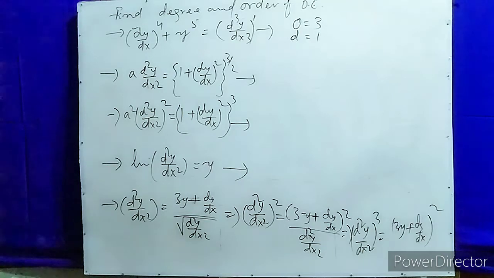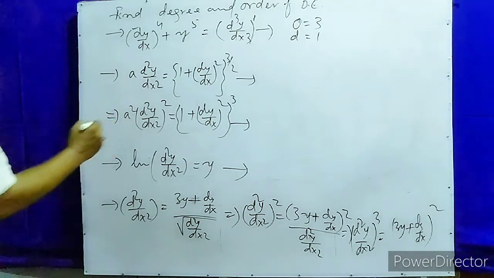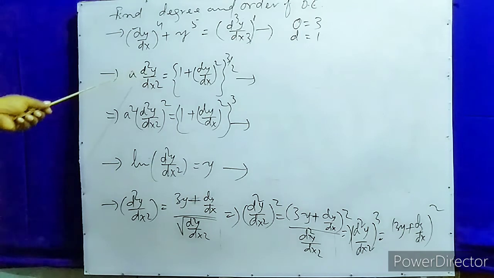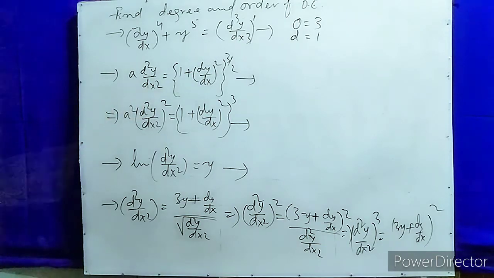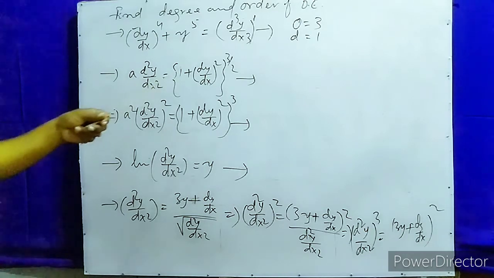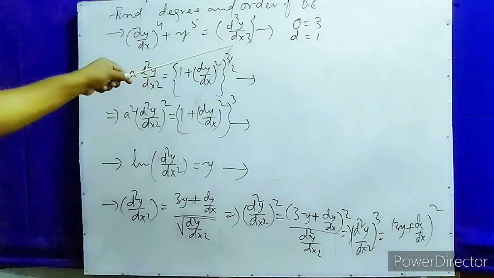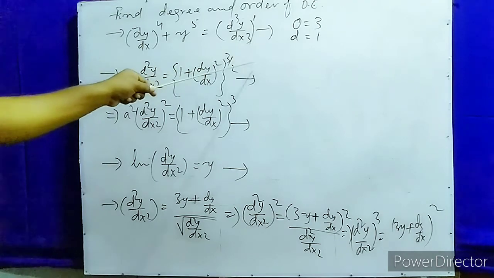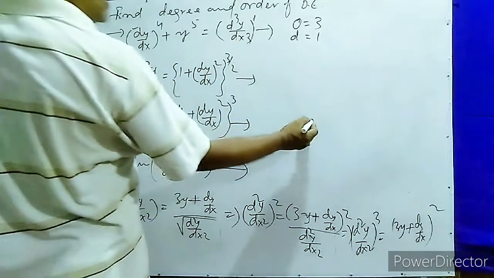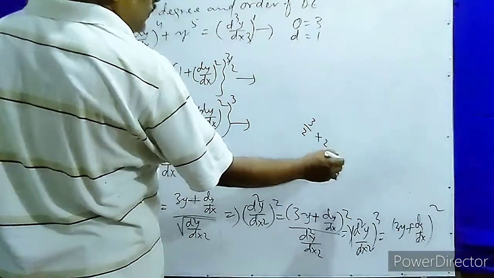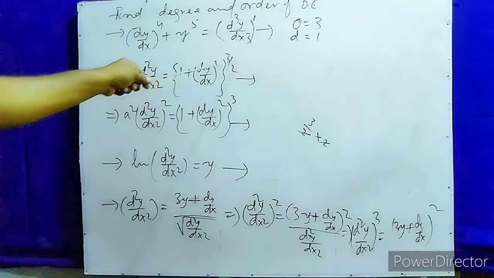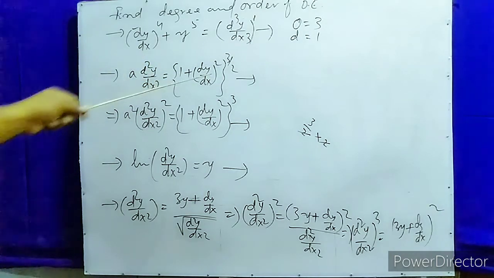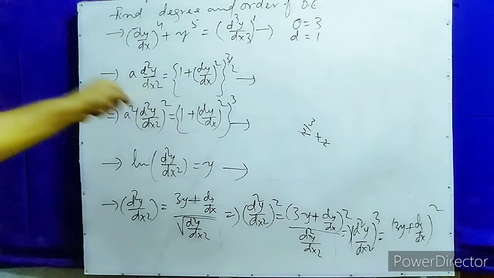Here in the second case, a d square y by dx square equal to 1 plus dy by dx whole square, whole to the power 3 by 2. I have told you the format also, I have written. What format? If there is any fractional power, you just cancel it. Here the fractional power is 3 by 2. When you square it, the 2 will be cut and it will remain 3.